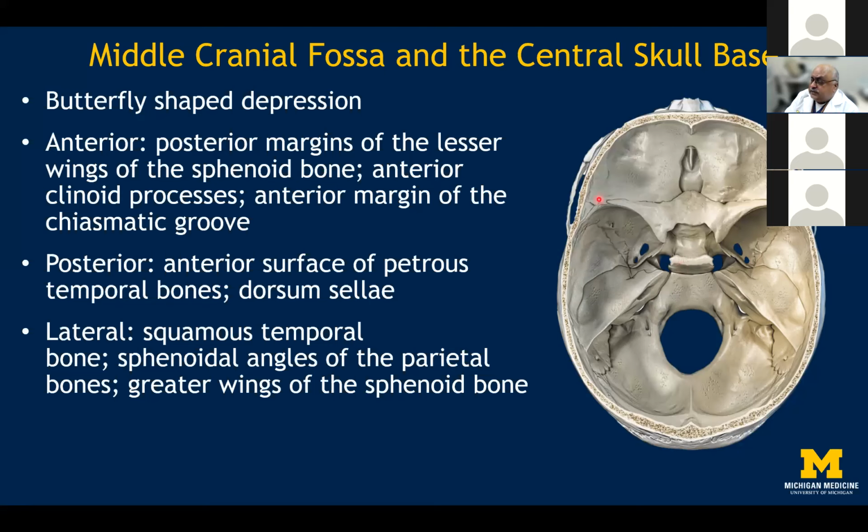And in the lateral aspect, we have the squamous portions of the temporal bone as well as the greater wing of the sphenoid bone here. So if you recapitulate your anatomy, the central skull base becomes a little important because of the critical neural as well as endocrine structures which are located in this part of the intracranial compartment.